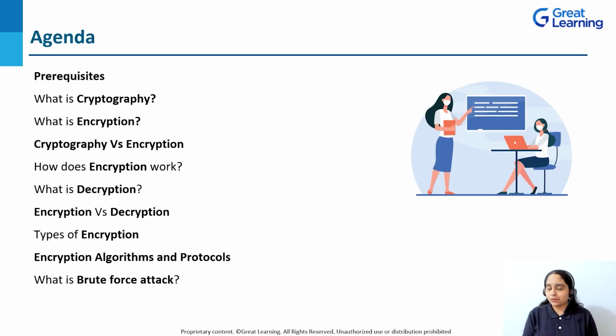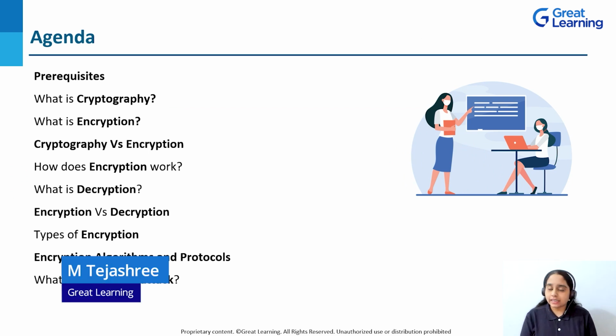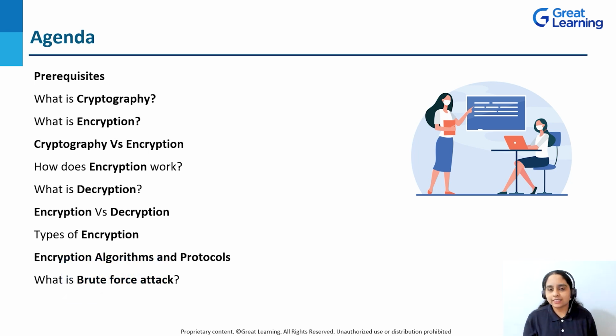So let's have a bird's eye view of the agenda for this entire course. Before learning about encryption, you all should know a few basic concepts of cybersecurity. So we learn what is cybersecurity, the need for cybersecurity, what are cyber attacks and a few popular cyber attacks. Next we'll discuss what is cryptography and encryption. Then we'll discuss the differences between cryptography and encryption. It's important to understand how encryption works. Next we'll discuss the opposite of encryption, that is decryption. And then we'll discuss a few major differences between encryption and decryption. Later on we'll discuss the different types of encryption. Then we'll discuss the different encryption algorithms and protocols. Towards the end, we'll discuss what is brute force attack. With no further delay, let's get into this course.